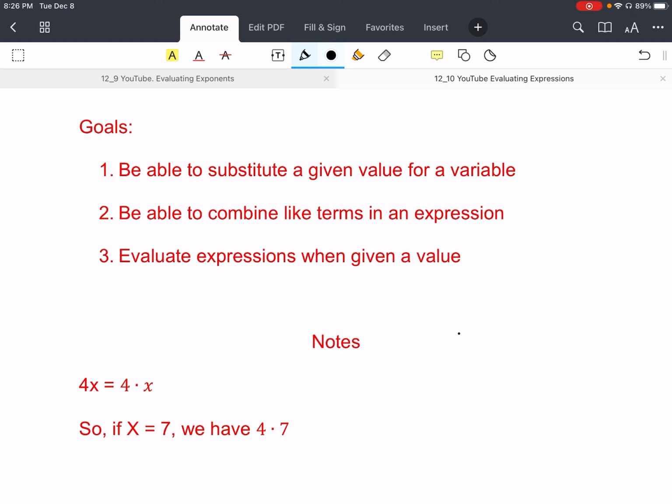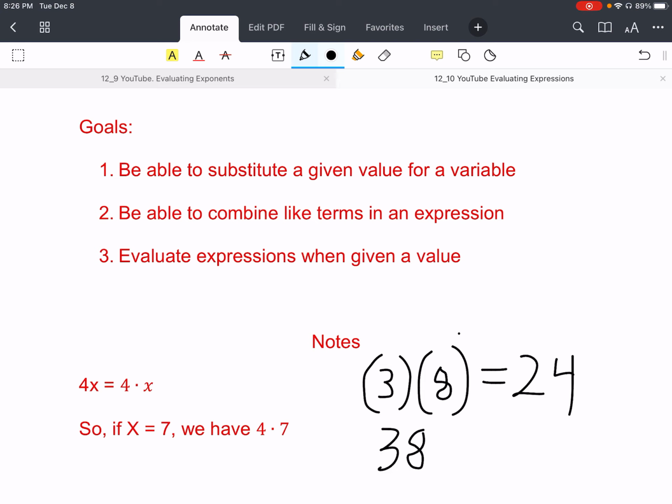This can be the same with numbers, except they put them in parentheses. If you have something like a 3 in parentheses next to an 8 in parentheses, that would be the same thing as 3 times 8, which would equal 24. Of course, the numbers have to be in parentheses because if we just had 3 and 8, that would look like 38.